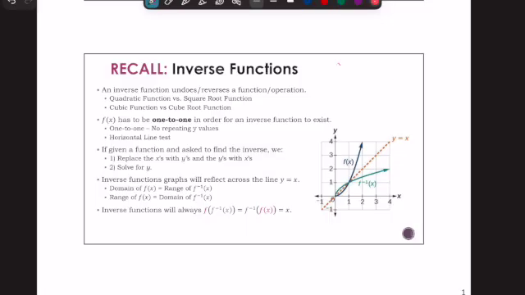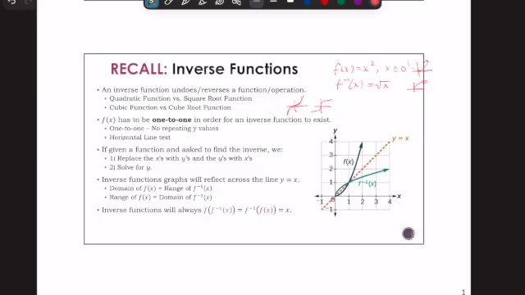The function f of x equals x squared, when we restrict it to be x greater than or equal to 0, has an inverse function that is the square root of x. That's because, if we remember, that's the graph of x squared from 0 to infinity, and this is the graph of root x. Similarly, cubic functions and cube root functions.